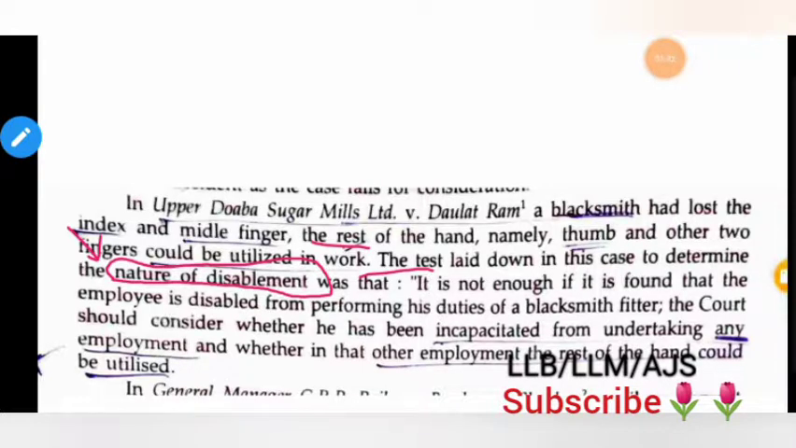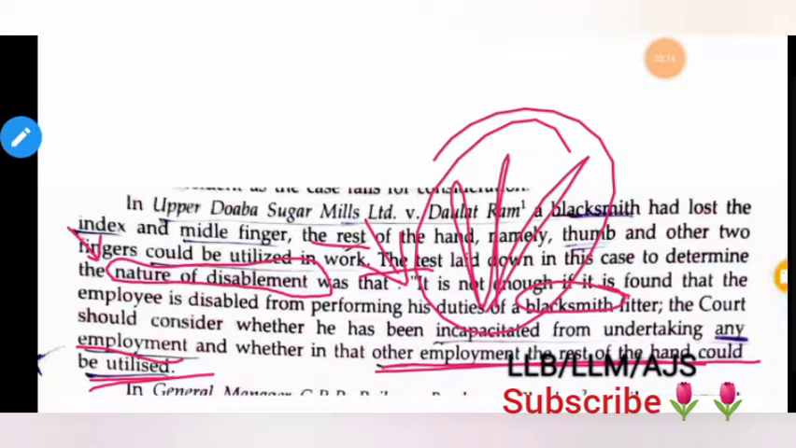So it is not enough. What was held in this case? These lines are under the quotation. It is not enough if it is found that the employee is disabled from performing his duties of a blacksmith fitter. The court should also consider whether he has been incapacitated from undertaking any employment, and whether in that other employment the rest of the hand could be utilized. Whether in other employment, not as a blacksmith, the rest of the hand, those 3 fingers, can be utilized or not. So this was the nature of disablement.